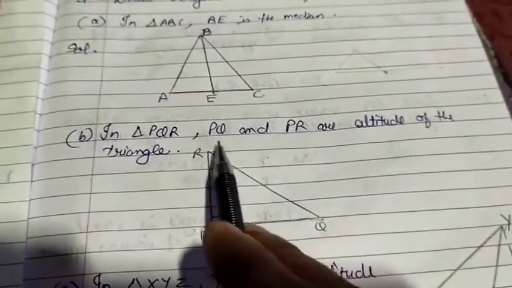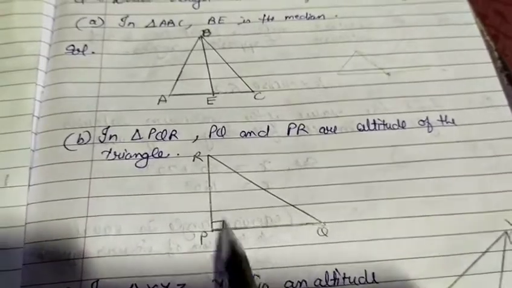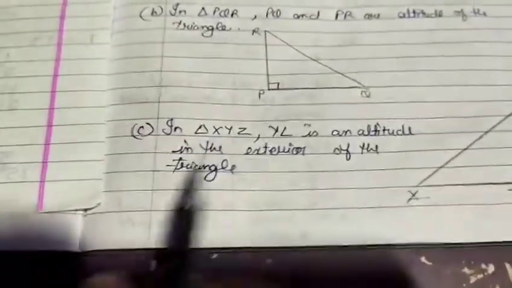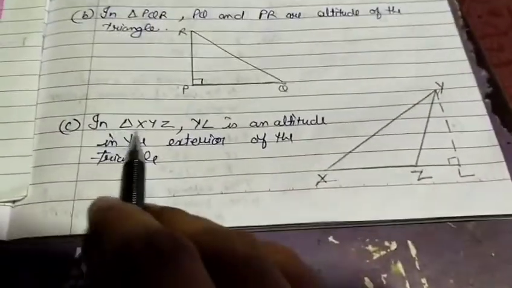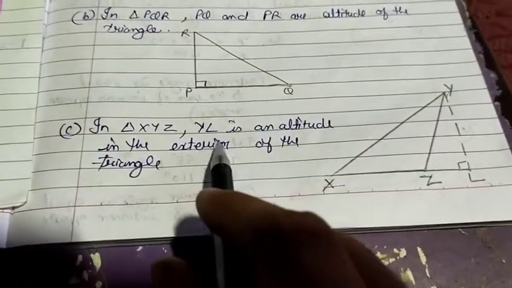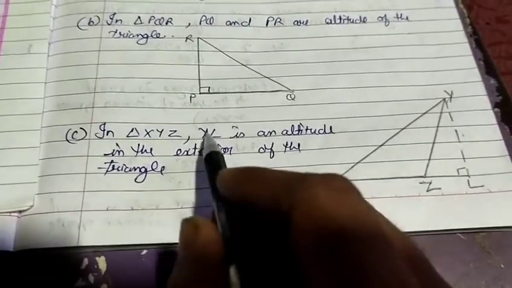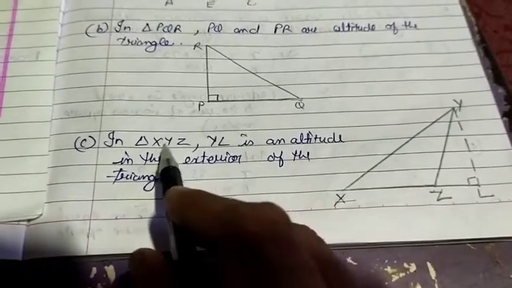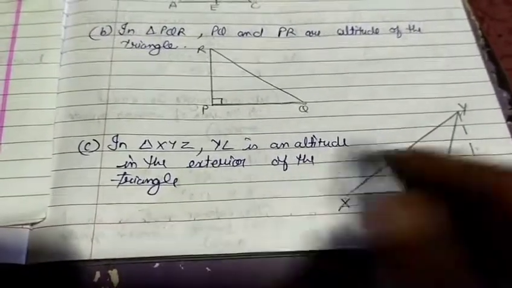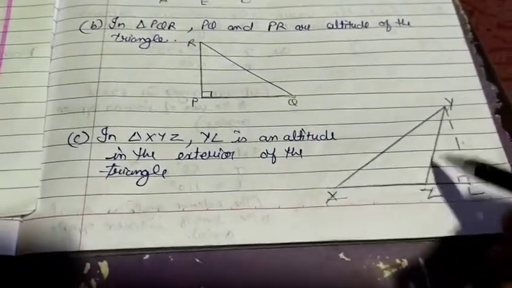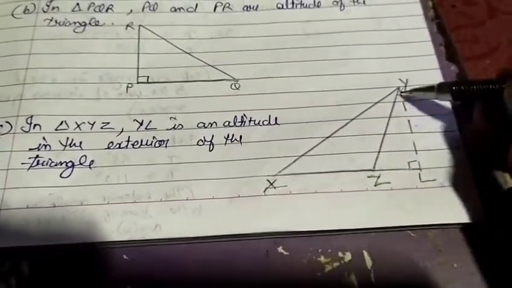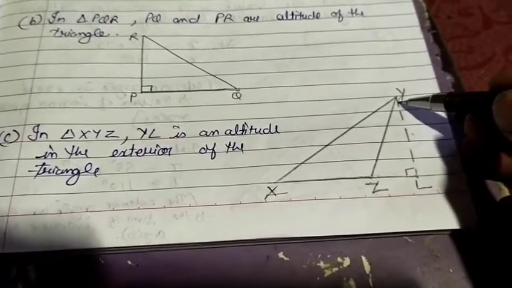Then PQR in which PQ and QR are the altitudes. Altitude means you have to draw one right angle triangle in which P should be in the center. Then draw triangle XYZ in which YL is an altitude in the exterior of the triangle. So first draw XYZ in such a way, and YL you have to draw in such a way that it should be an altitude, means it should be in the exterior of the triangle. It should be straight, 90 degrees.